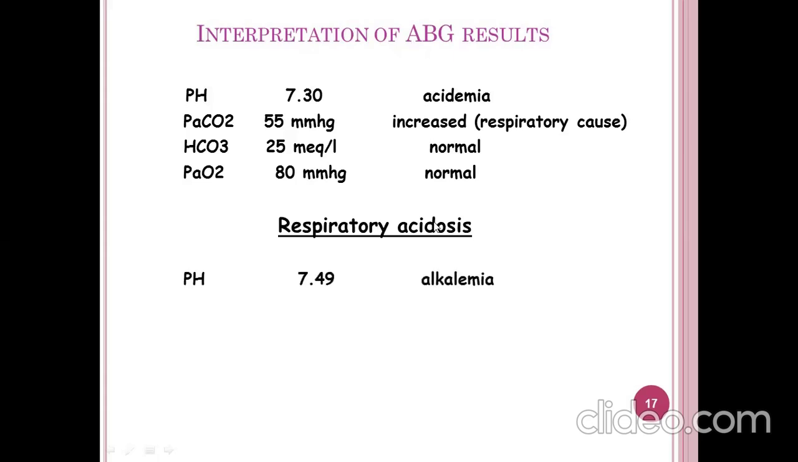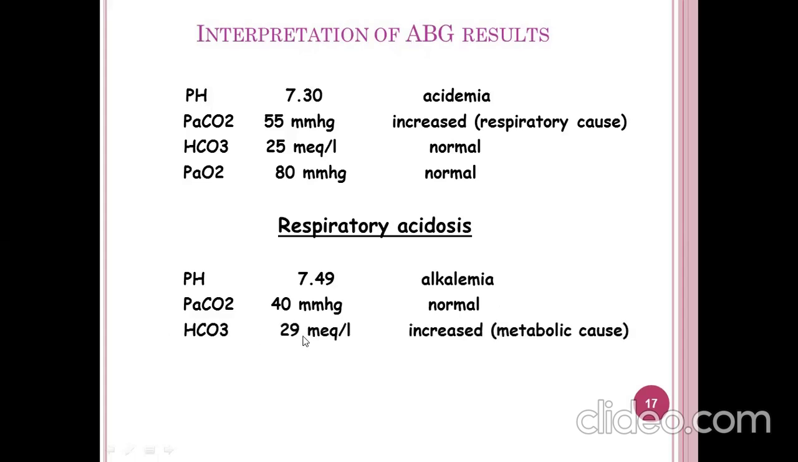Another one: pH is 7.49, that means pH is alkaline. Partial pressure of carbon dioxide 40 mmHg, so this is normal. Bicarbonate 29 milliequivalent per liter. What is the normal range? 22 to 28. So it is increased. If the bicarbonate is increased, that is the metabolic cause, as I already told you. So what is the condition here? Partial pressure of oxygen is normal, so metabolic alkalosis.